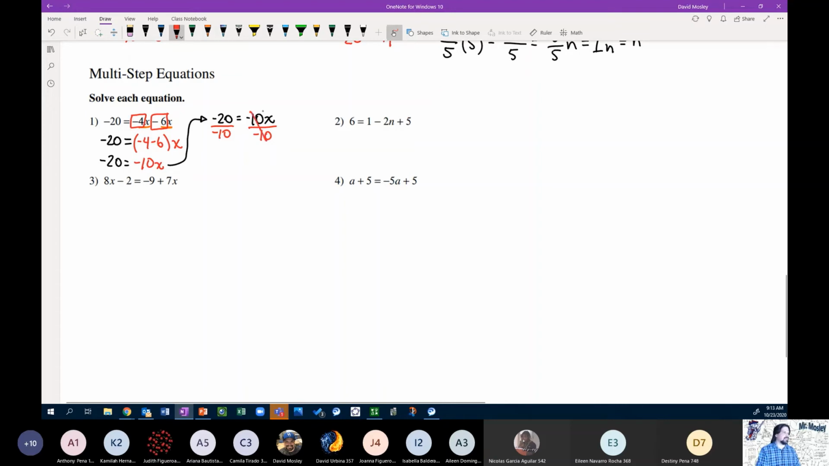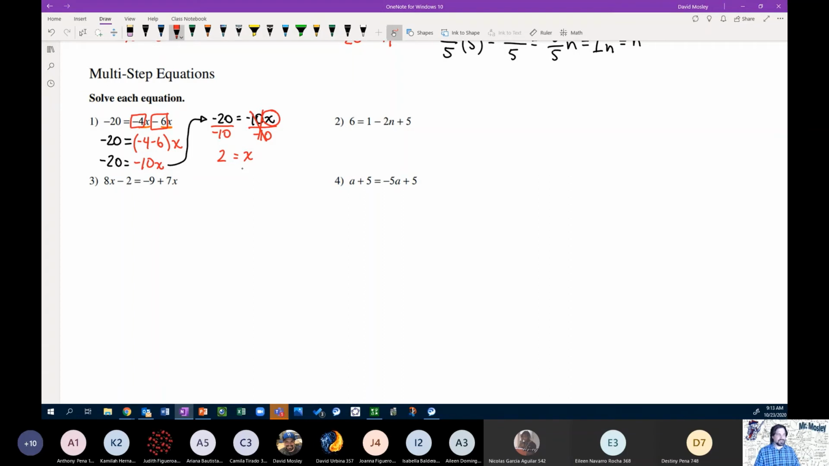Right, my -10 is gone. I'm left with only x. -20 divided by -10 is 2. So we end up with 2 equals x.